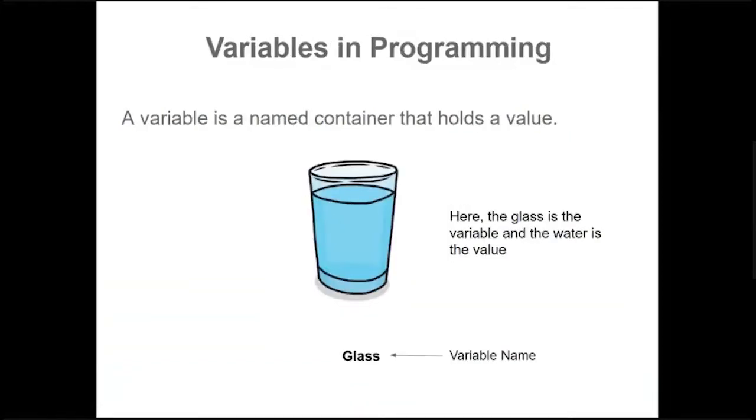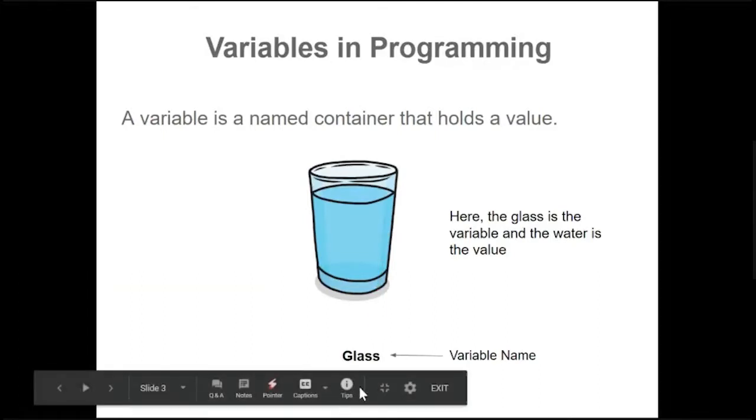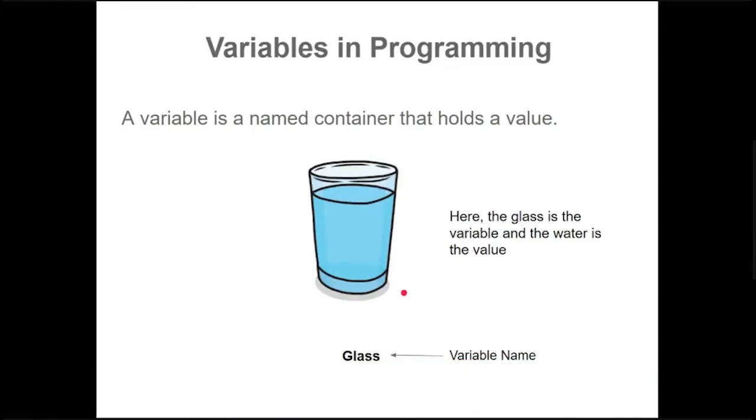Let's look at what variables are in programming. A variable is a named container that holds a value. We have a very nice example here. Imagine that the glass is the variable and the water is the value that it's containing. So here we would say glass is the variable name and the water the variable value.